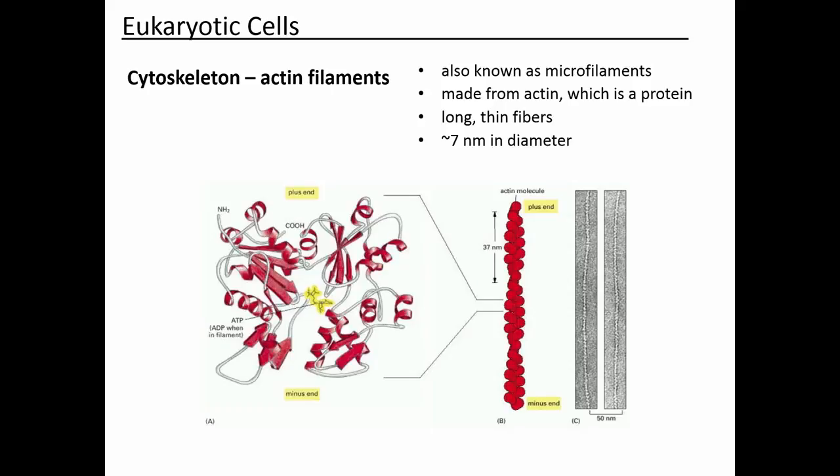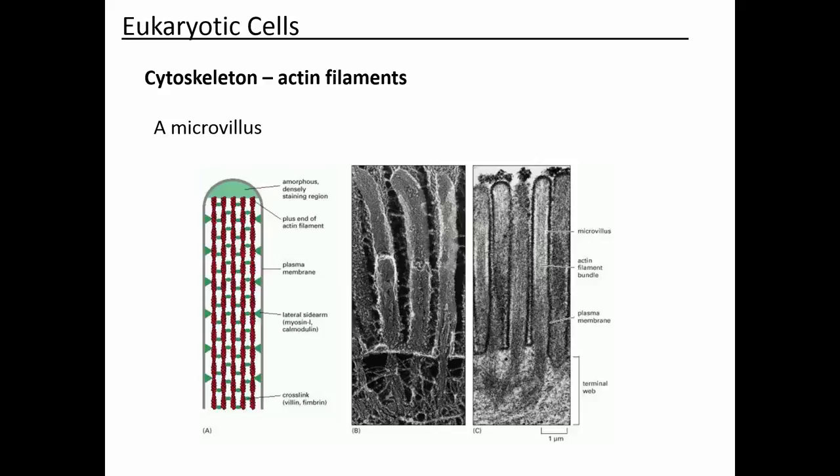Okay, so one structure that contains actin filaments, and actually contains a bundle of actin filaments, is what's called a microvillus. If you'll remember back to the very beginning of this topic, we talked about the fact that intestinal epithelial cells have a bunch of finger-like projections called microvilli. We said those microvilli increase the surface area of those cells and allow them to absorb more nutrients. Each of those microvilli has a bundle of actin filaments on the inside of it.